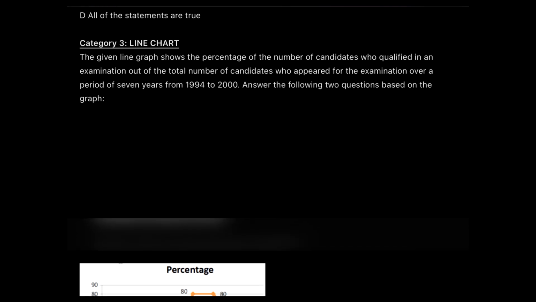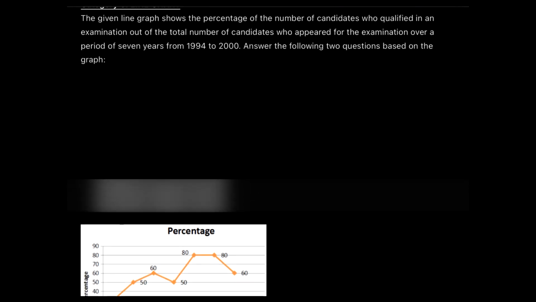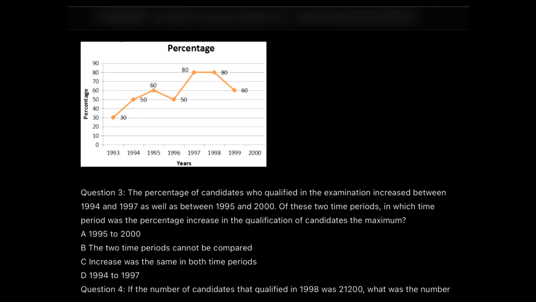We have been doing line charts for a really long time, and the line charts of TISSNET are really simple, provided you are good at your percentage skills. This line chart shows the percentage of candidates who qualified in an exam out of the total number of candidates who appeared, over a period of 7 years from 94 to 2000. We will be solving two questions based on it.